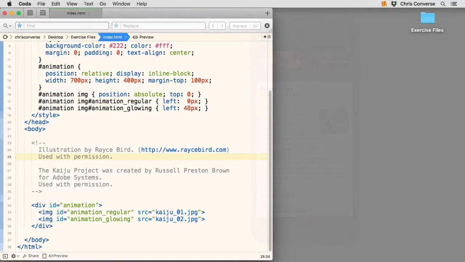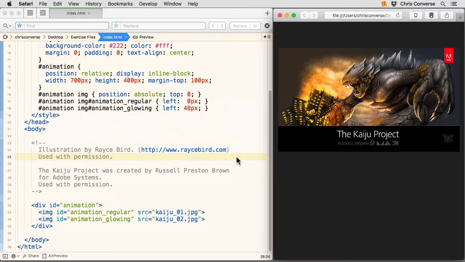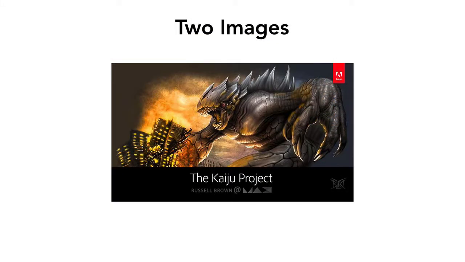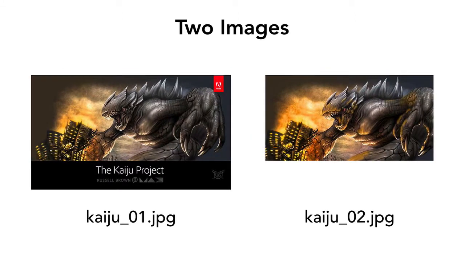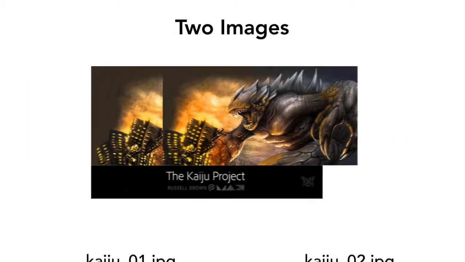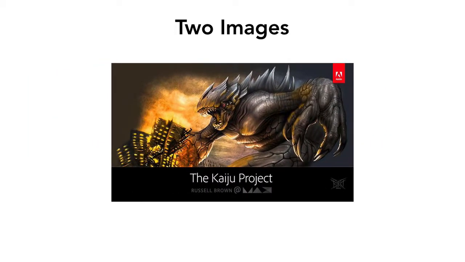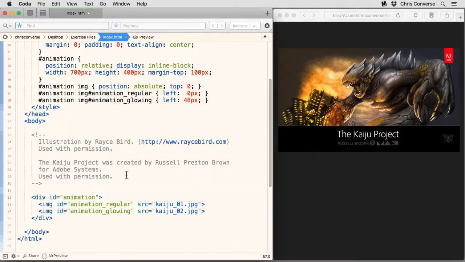And now before we begin adding our JavaScript, let's open the index.html file up in a browser and take a look at the layout. So here we can see the layout that we're starting with. Now to visually represent what's going on, we have our base illustration file, which is kaiju_01.jpg. And we have another version of the illustration called kaiju_02.jpg, which is positioned right over top of the original illustration. And we created this glowing version by simply painting a gold color inside of Photoshop over top of the original illustration.